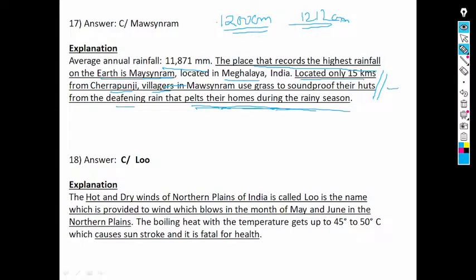The hot and dry winds of the northern plains of India are called Lu. Lu is the name given to the wind which blows in the month of May. The boiling heat, with temperatures reaching 45 to 50 degrees centigrade, causes sunstroke and is fatal for health.